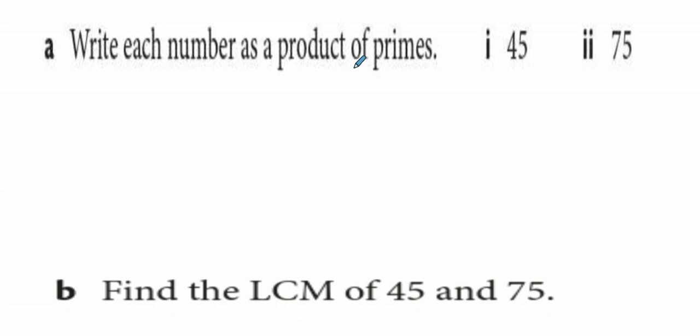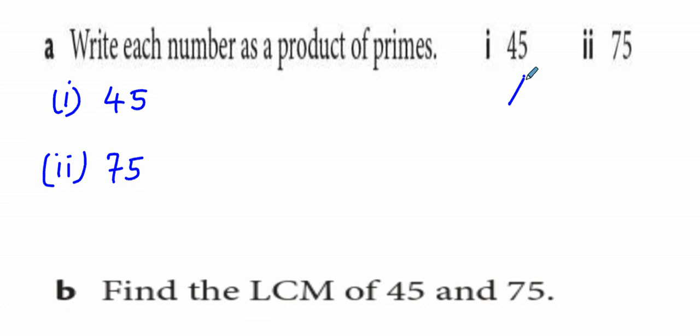Write each number as a product of primes. We have Roman 1, 45, and Roman 2, which is 75. So how do we do that? Use a factor tree.